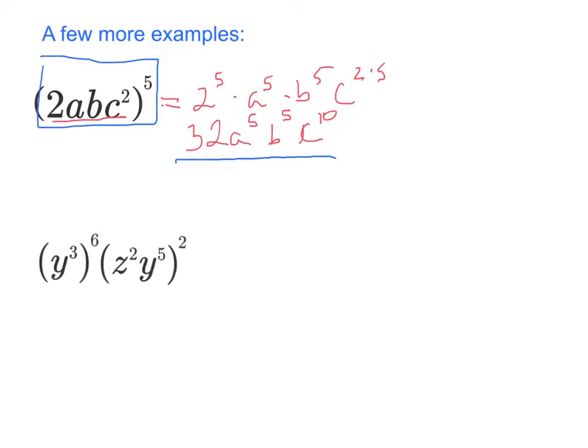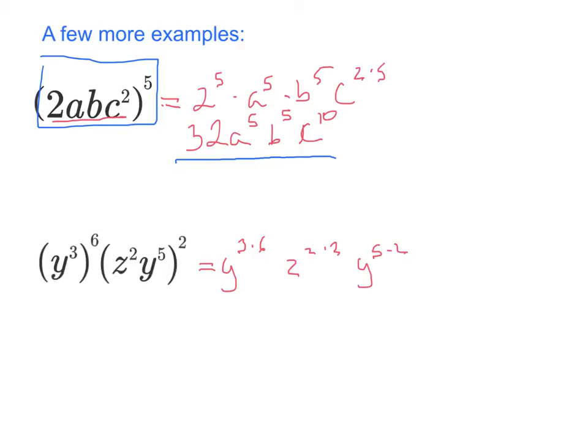I have one more example that I want to do with you guys tonight. All right, so here we have y to the 3 to the 6. We know we're just multiplying there. So it's going to be y to the 3 times 6. Then the z to the second is going to be multiplied by 2. And the y, 5 times 2.